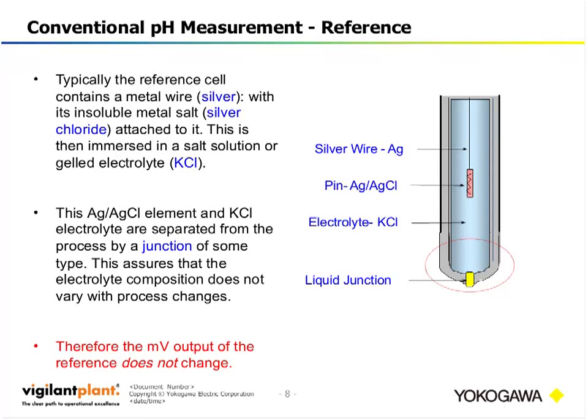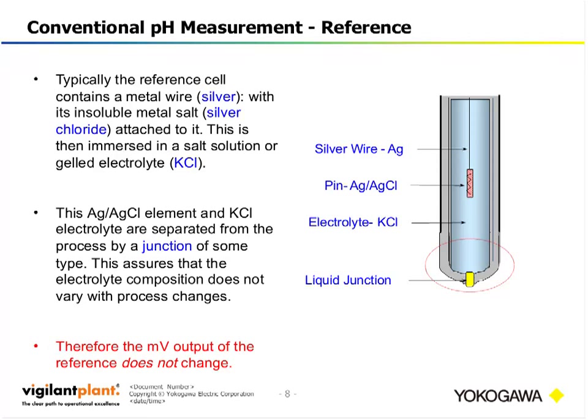This constant millivolt potential is not affected by changes in the process as long as the silver-silver chloride element is not poisoned, the KCl solution is not depleted, or the liquid junction itself does not become coated or plugged.